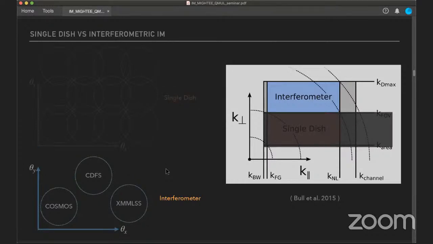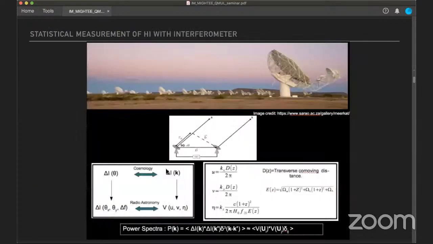So from now on, I'm going to talk about the interferometry IM, not the single dish intensity mapping, and that's what the talk is all about. The first thing that I'm going to talk about is the statistical measurement of the H1 with an interferometer. So here we are not talking about making images.